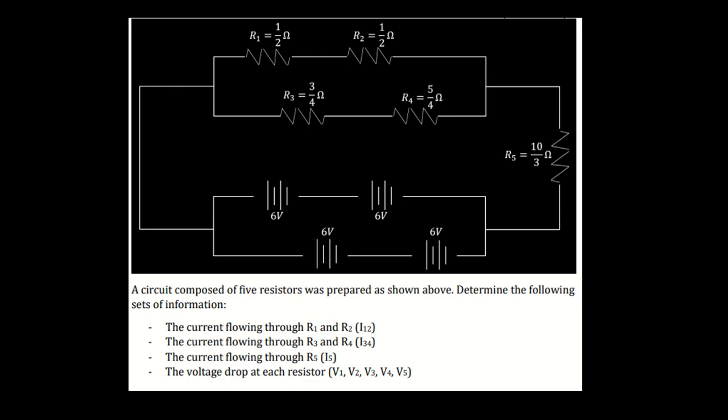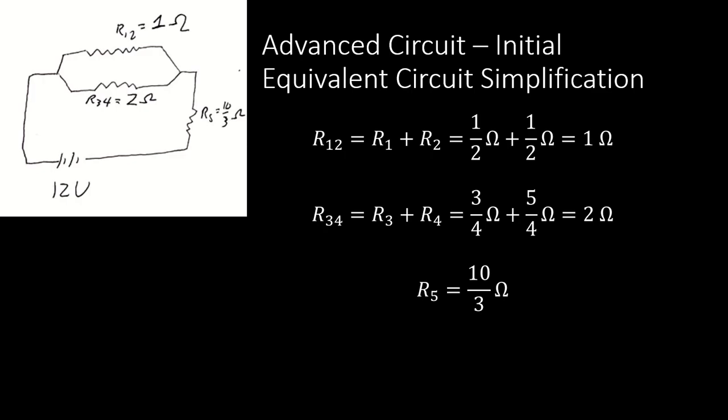Now, for our main circuit, let's start simplifying, and it's best to simplify things that are either just in series or just in parallel. For example, we have resistor 1 and 2 that are just in series, and we have resistor 3 and 4 that are just in series. And we can simplify them like such. Resistor 1, 2, which is just the equivalent resistor of 1 and 2. Since they're in series, we just add up resistance 1 and 2. 1/2 ohm plus 1/2 ohm, which equals 1 total ohm.